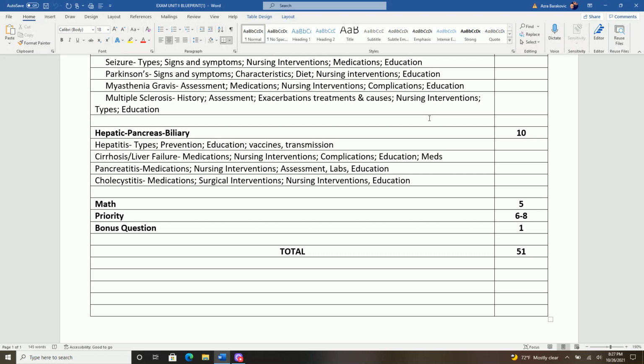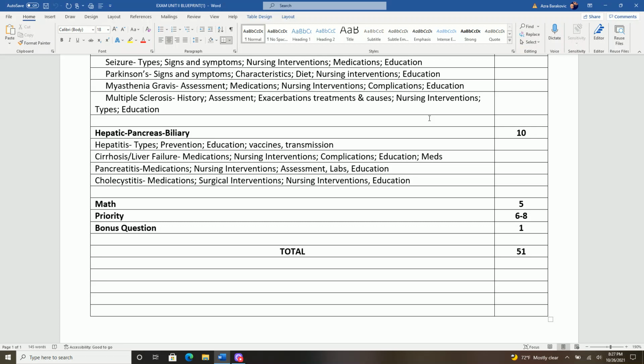You're less likely to be able to control your movements. Which is super important, because as human beings, all we do is move around. So with these patients, you want to do a good, thorough assessment. Exacerbation treatment and causes. This is super important.